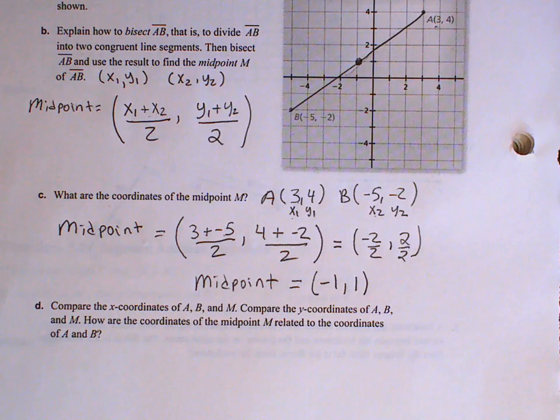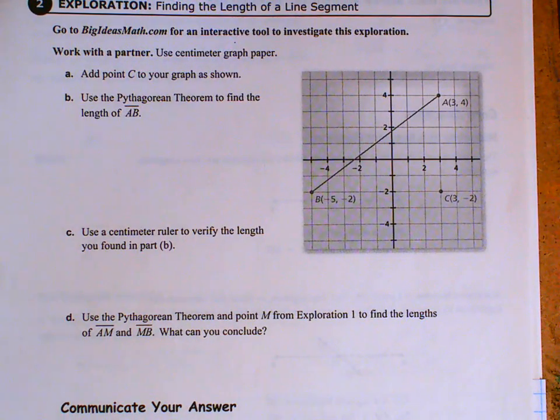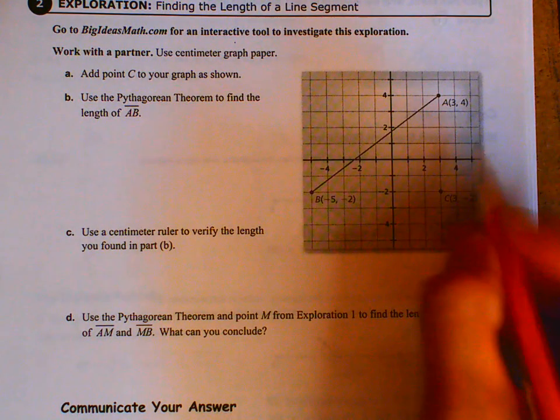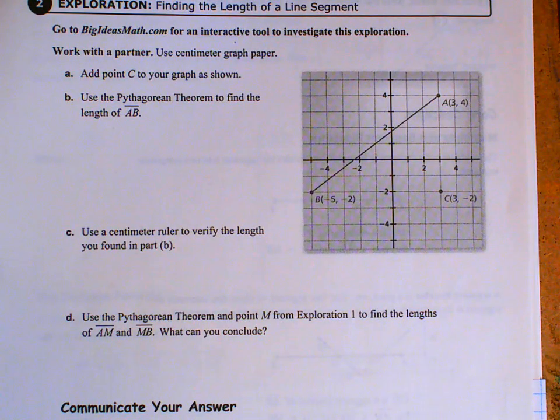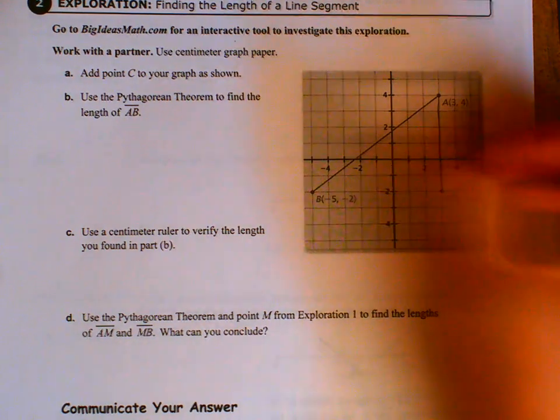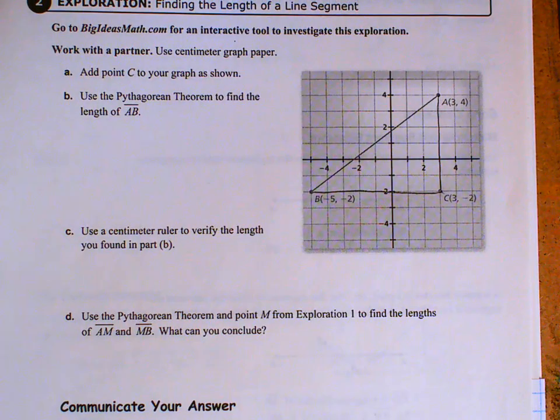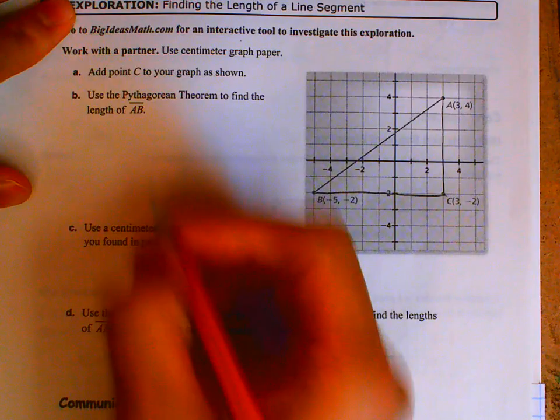All right, let's turn to the next page, page 13. Now on page 13, you have the same graph. But now what we want to do is find the distance between A and B. Okay, so we're going to make this into a right triangle. Now, yes, I know I can count and easily use my Pythagorean theorem, but I want to practice using the distance formula. Now, the distance formula looks something like this.